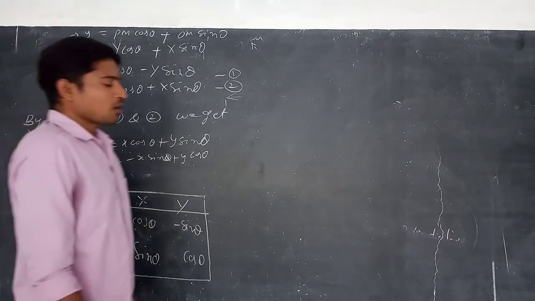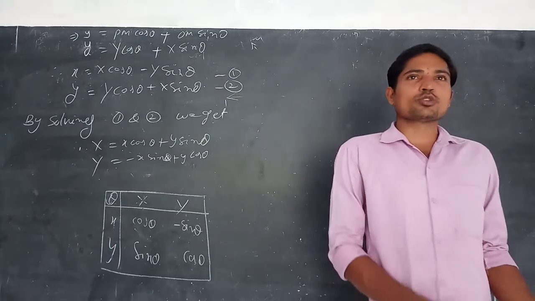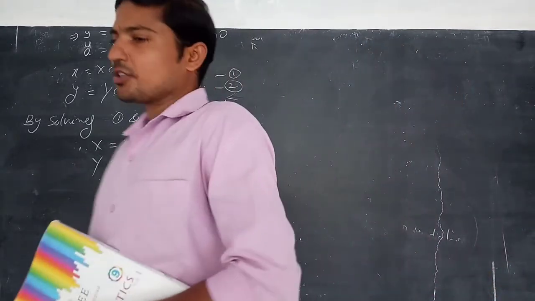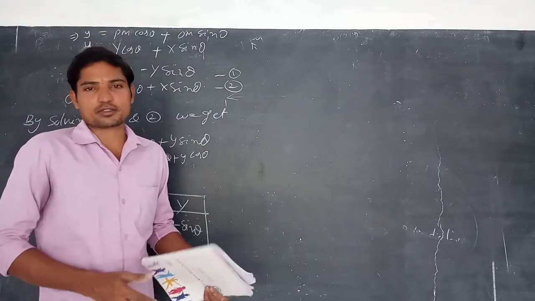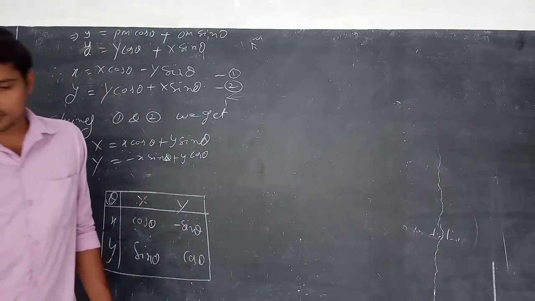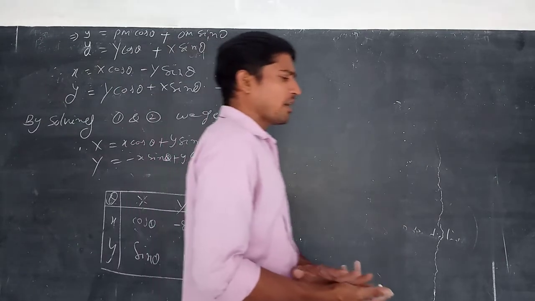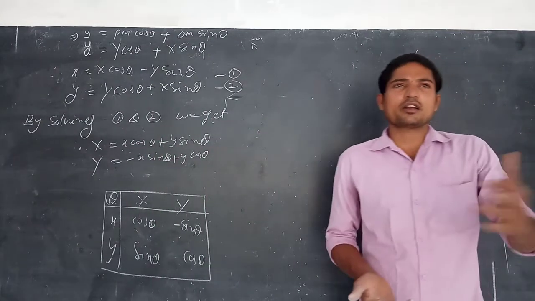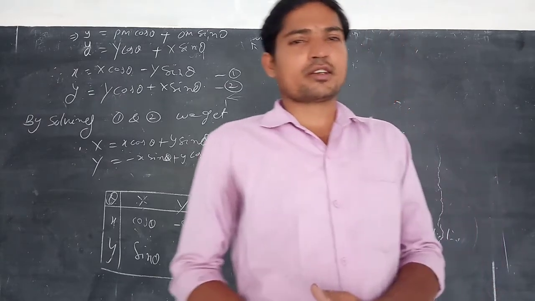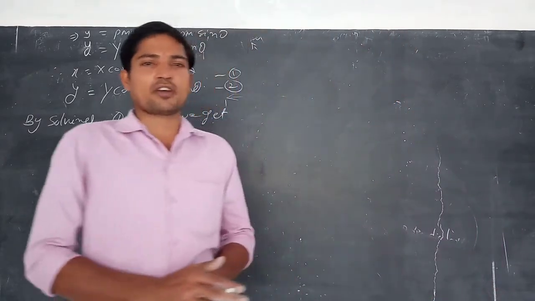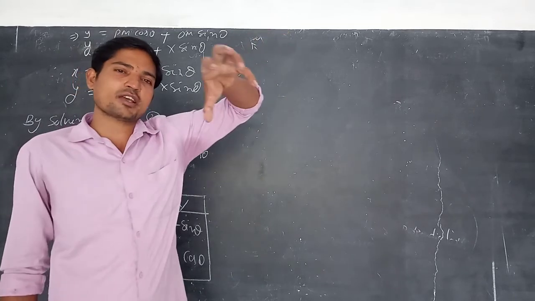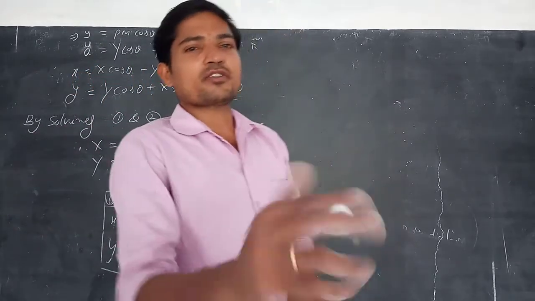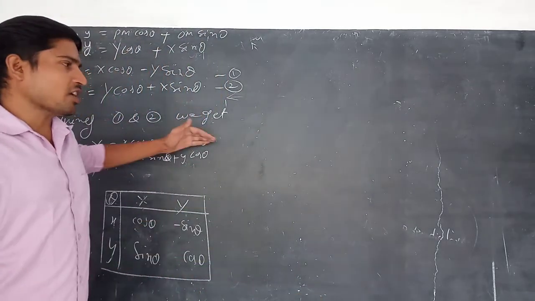So here we learned two things today. What are they? Transformation of axis and rotation of axis. In transformation of axis, without changing the direction of the axis, they are shifted to some other point. Then the coordinates are small x equal to capital X plus h, and small y equal to capital Y plus k.